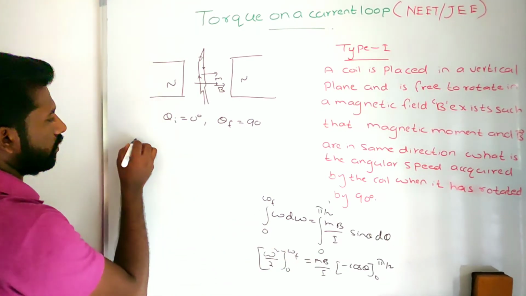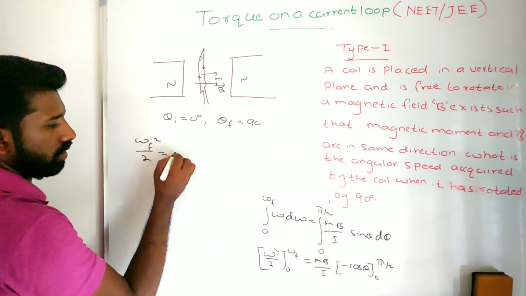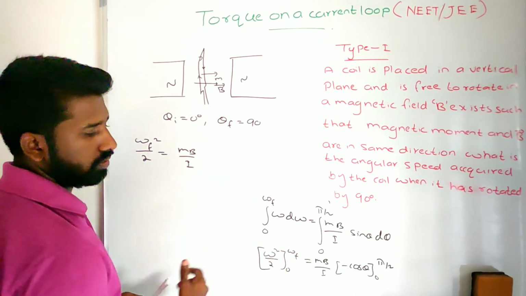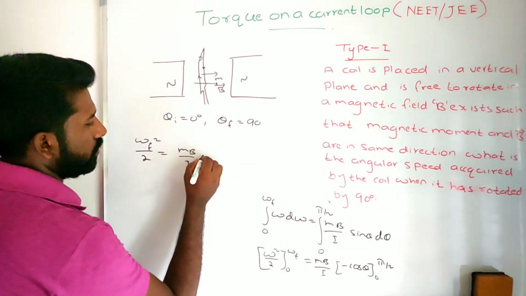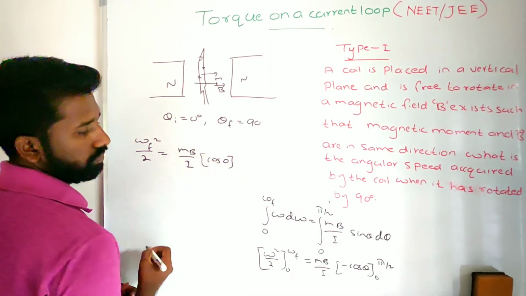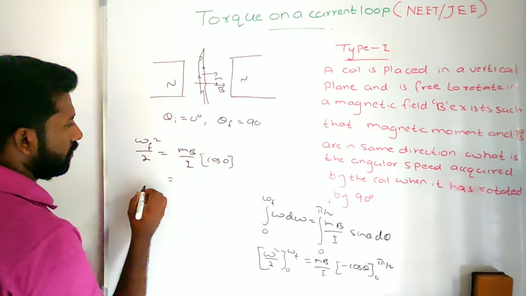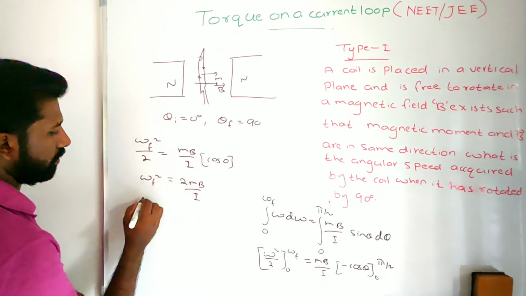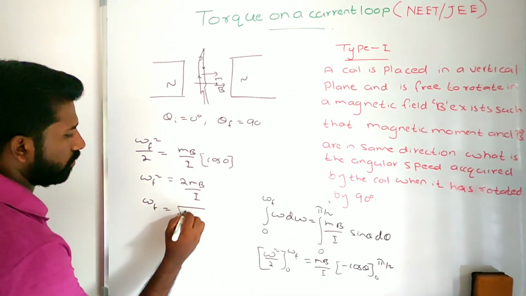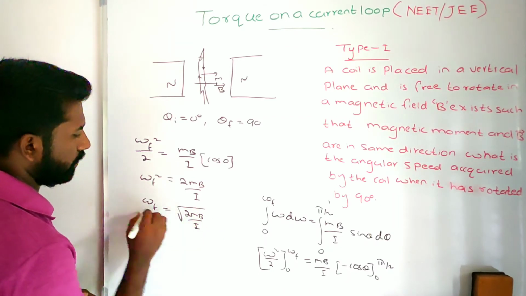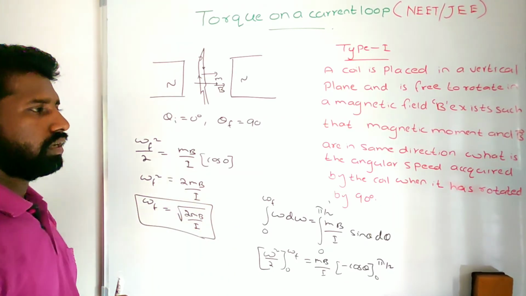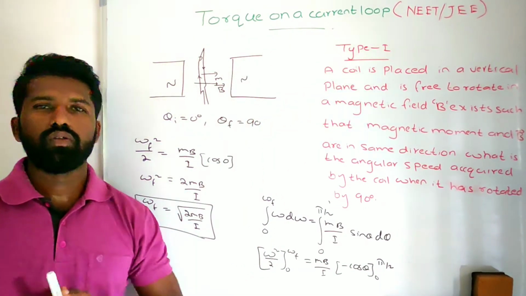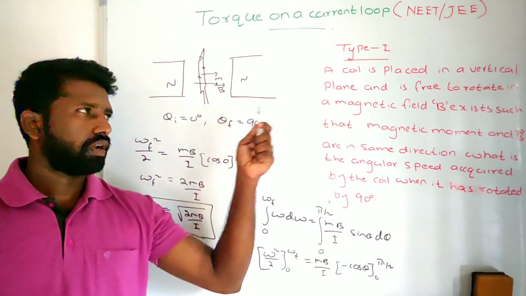Substitute the limits. So here you will get omega f square by 2 is equal to mB by I. If you apply cos pi by 2, that is 0, then cos 0 is 1. Okay, cos 0 is 1, so now you will get omega f square equal to 2mB divided by I. Then omega f is equal to the square root of 2mB divided by I. This is the angular speed acquired by the rectangular loop or coil. Okay, this is about type 1.